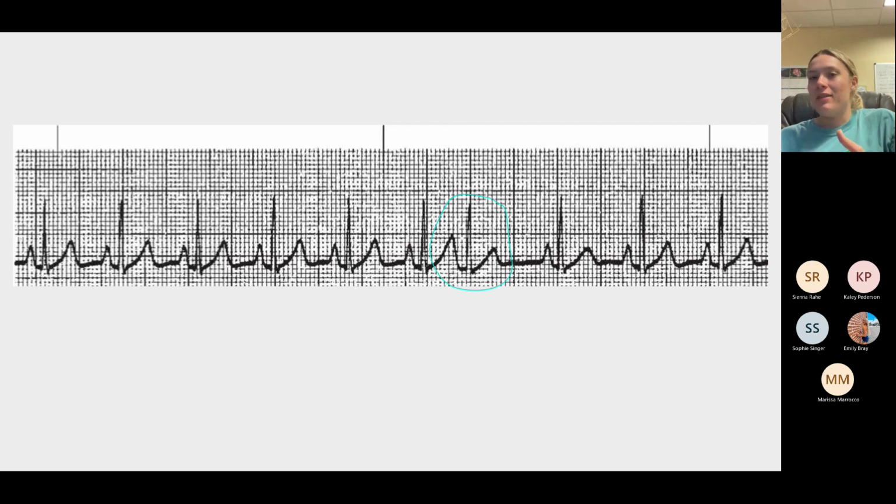All right, what do we think about this? I know this can be a little bit difficult to see, so I circled it in teal. What do we think is happening right here?